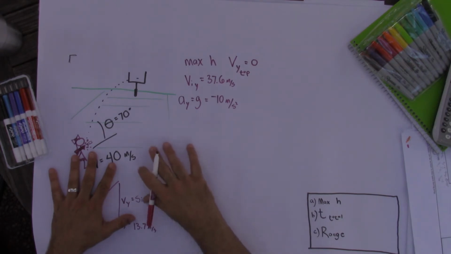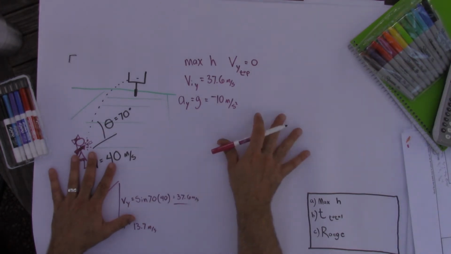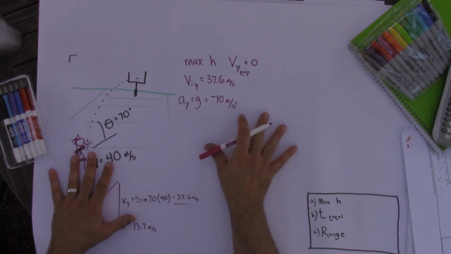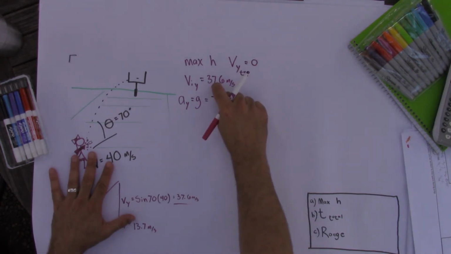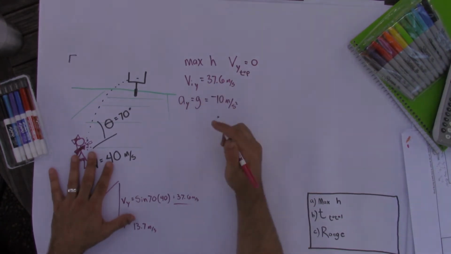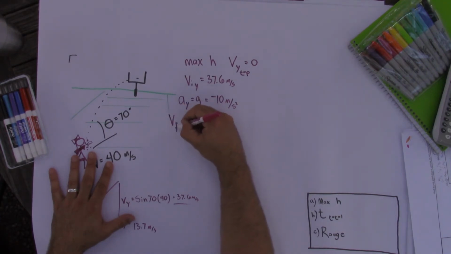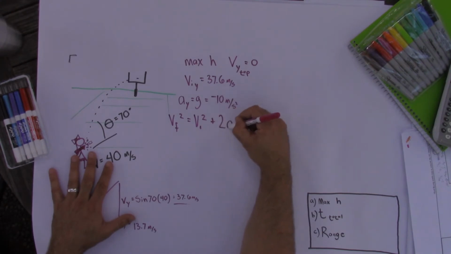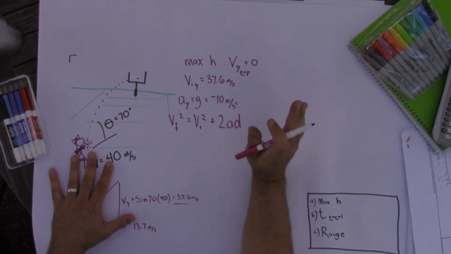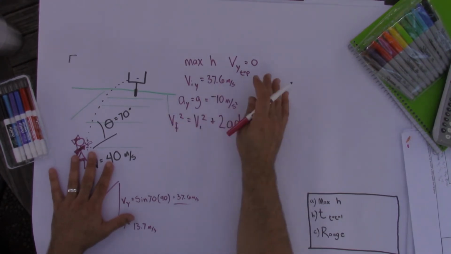All right, so knowing what I know, I take a look at all my formulas, and I know the height is a displacement. So I'm going to need a formula that has an initial velocity, a final velocity, gravity, and a displacement. I'm going to use this formula: V final squared equals V initial squared plus 2AD. You may have found how much time it took to get to the top.